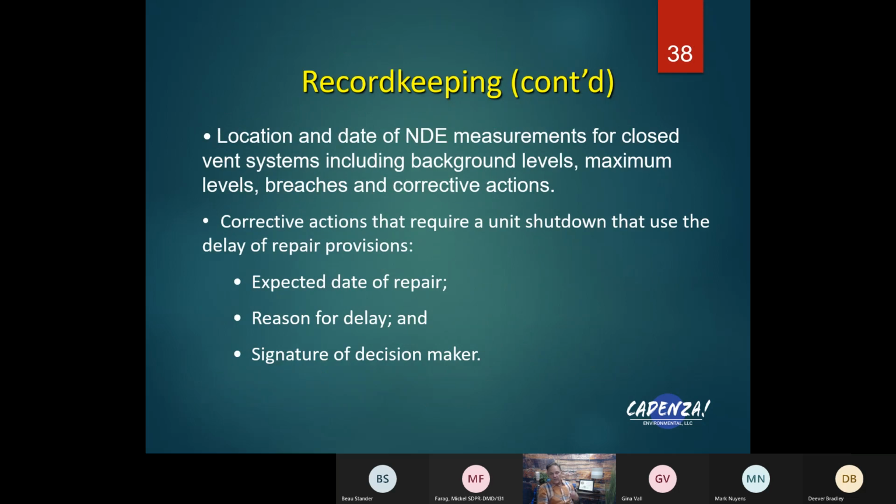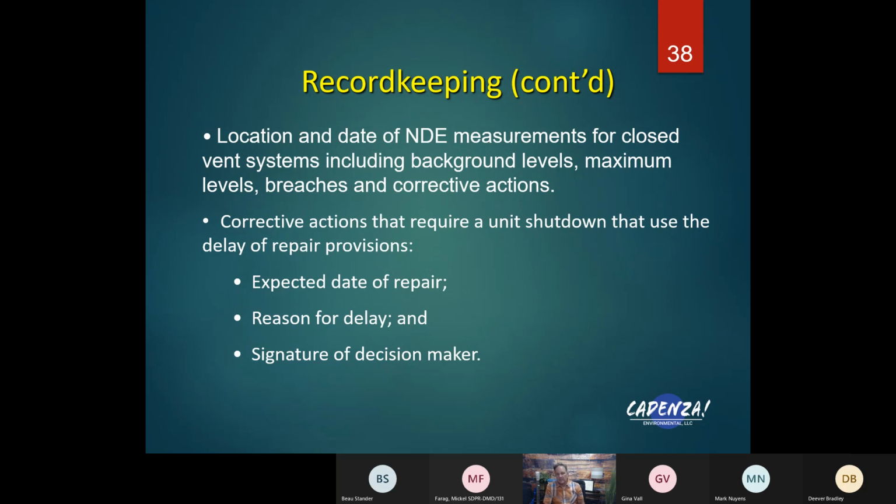Record keeping continues. So the location and date of NDE measurements for the closed vent system, including background levels, maximum levels, breaches as you could imagine, and corrective actions that are required in a unit shutdown that use the delay of repair provisions. I told you I would come back to this. So delay of repair is allowed if, for example, you cannot make the repair without a unit shutdown. There's not too many cases in QQQ where that's the case.